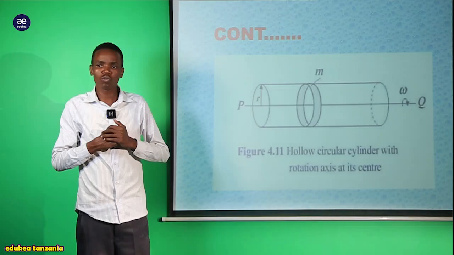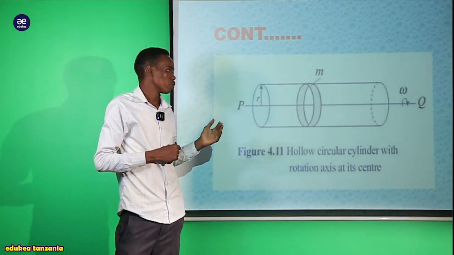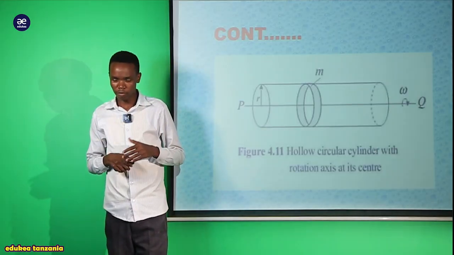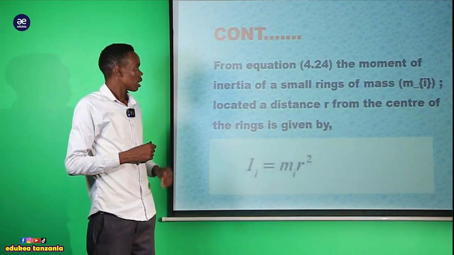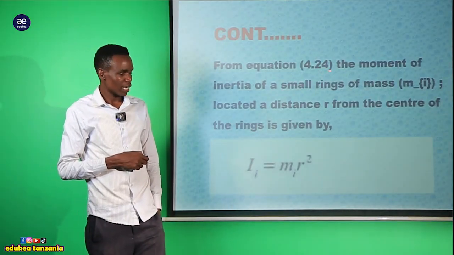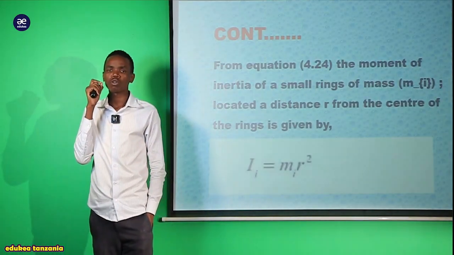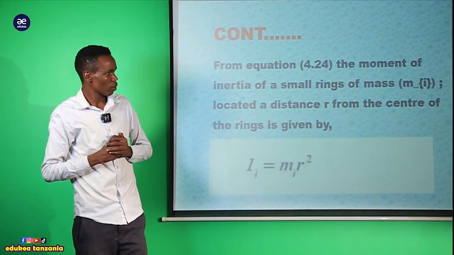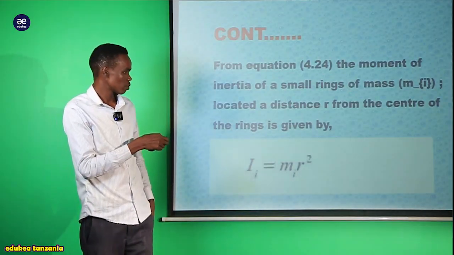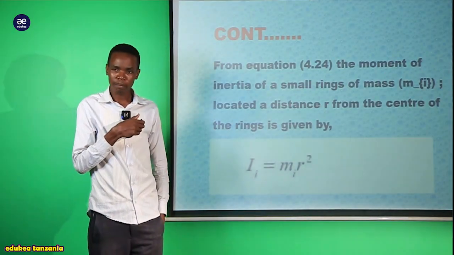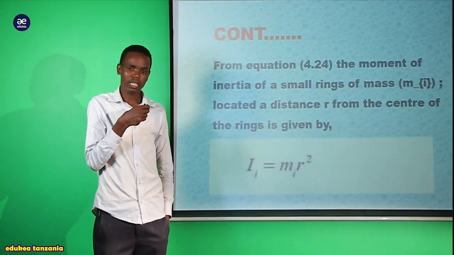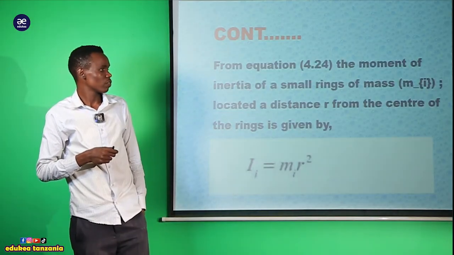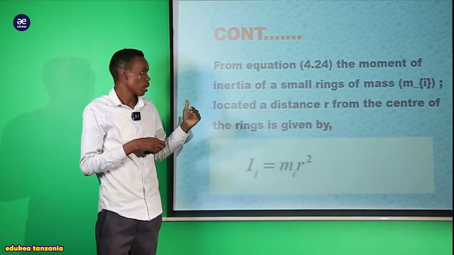So how can we demonstrate the moment of inertia related to what we observe here for the hollow cylinder that contains the small rings found inside? From equation number 4.24, now let us reflect on our equation for our first topic. The moment of inertia of a small ring of mass mi, as we remember from the past session, we consider the moment of inertia of a small ring.